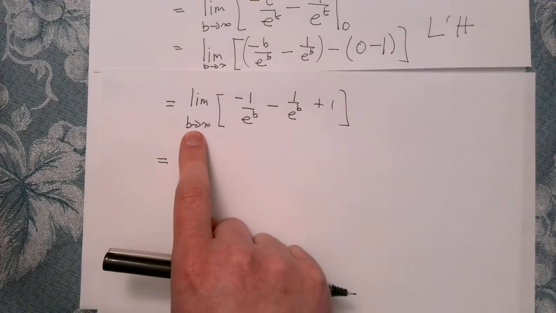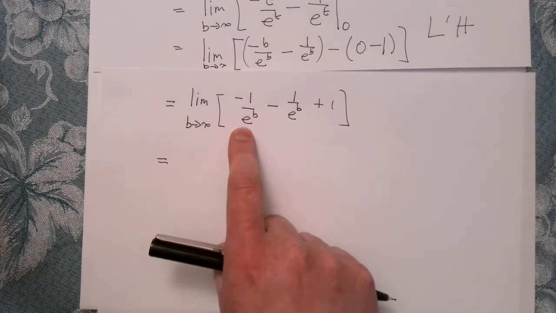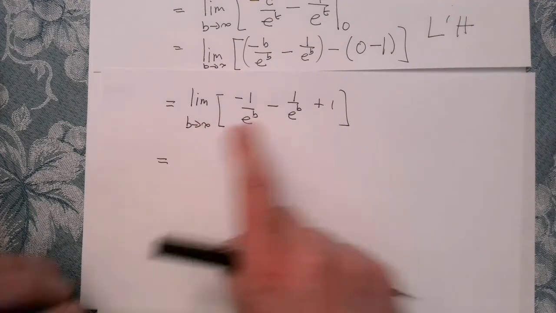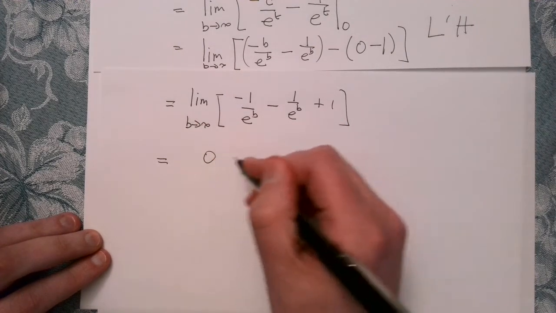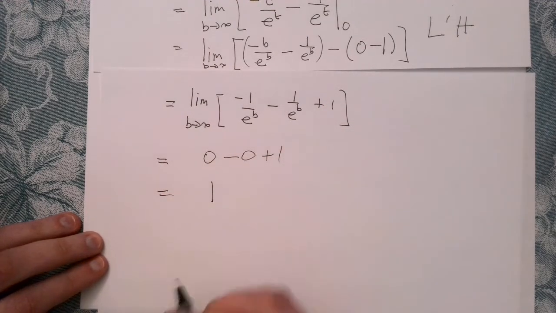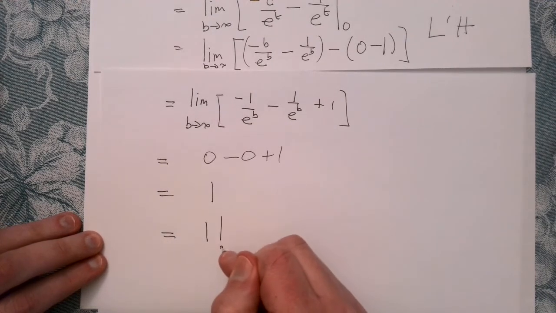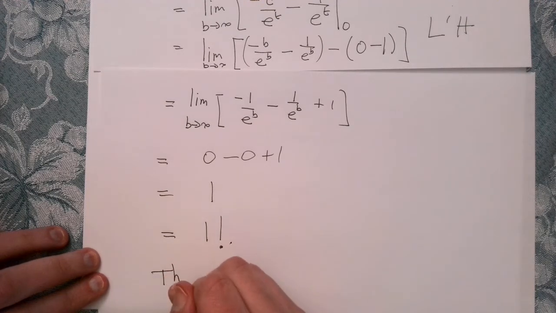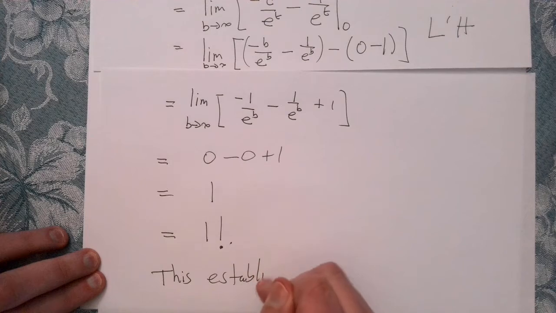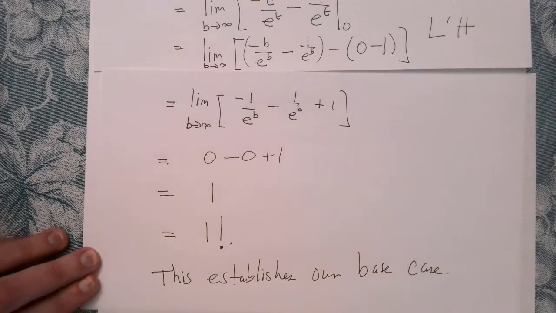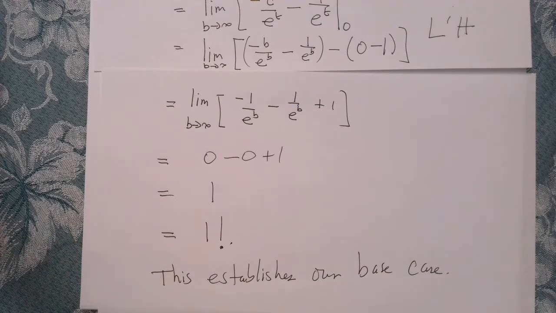And so now we know as b gets very large, this gets closer and closer to 0. As b gets large, this gets closer and closer to 0. And the limit of any constant, no matter where you approach, is that constant. So here I get 0 minus 0 plus 1, which is 1. And that's the same thing as 1 factorial. So this establishes our base case. Okay, our next goal is to move on to the inductive step.